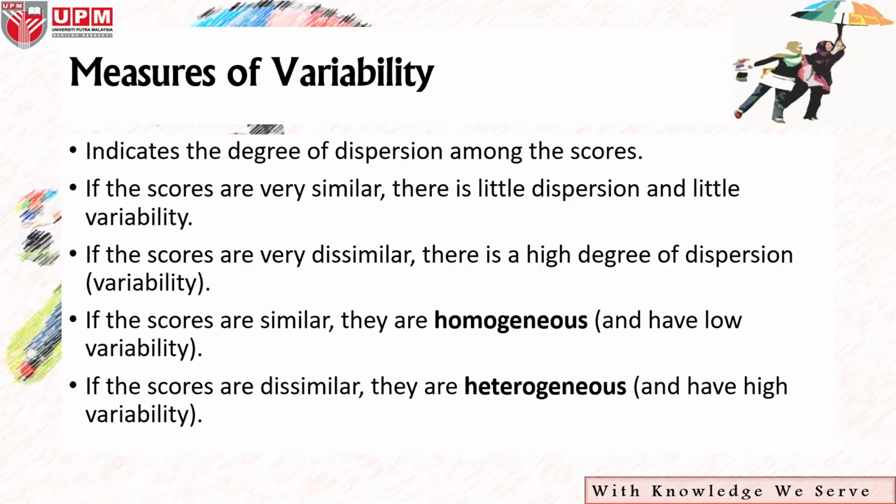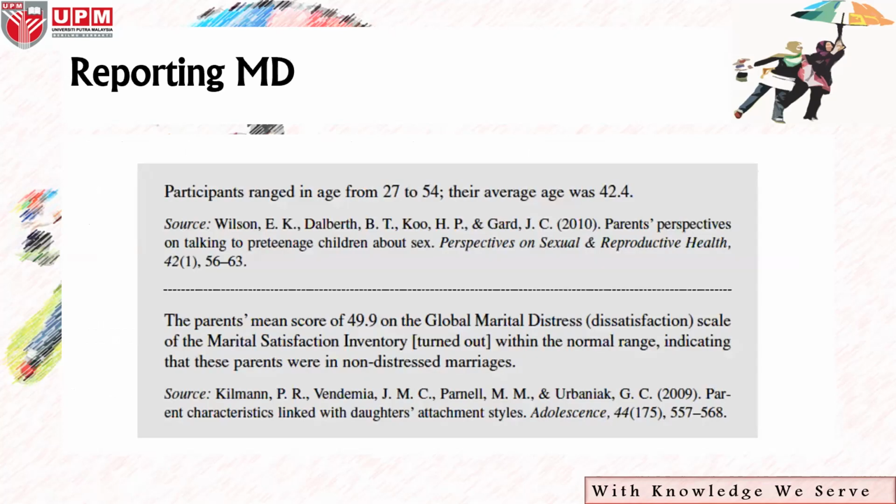Okay, next one, measures of variability. It indicates the degree of dispersion about the scores. If the scores are very similar, there is little dispersion and little variability. If the scores are very dissimilar, there is a high degree of dispersion or variability in your data set. If the scores are similar, they are homogeneous. If they are different or dissimilar, the data are heterogeneous. Okay, homogeneous and heterogeneous. Is this measure of dispersion?